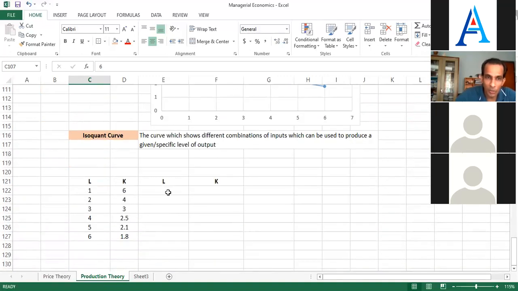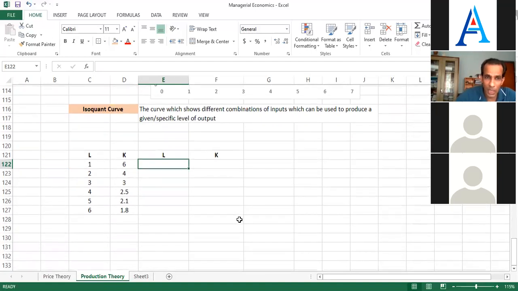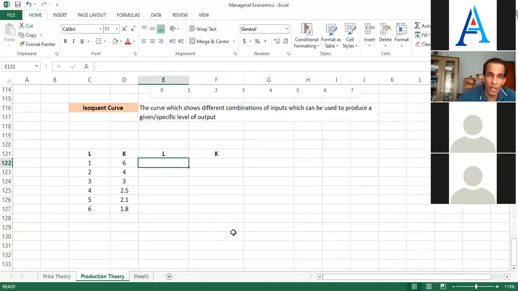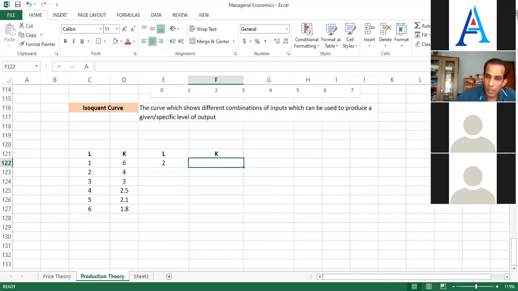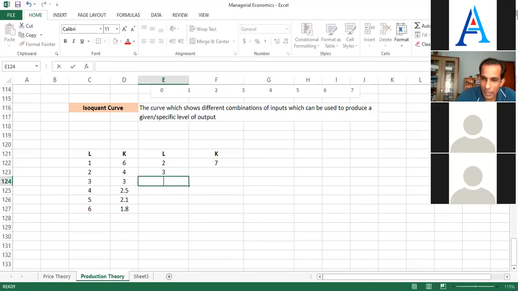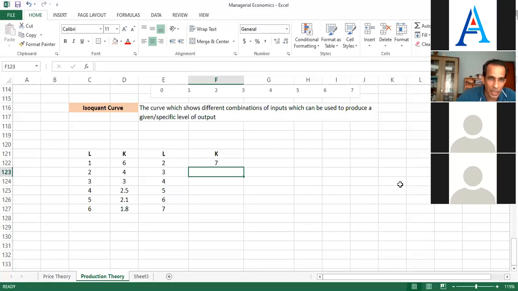So we can identify the factor combinations to produce 200 units. They may require two labor and then maybe more capital. And when they increase labor in this way, they can reduce capital gradually, say.